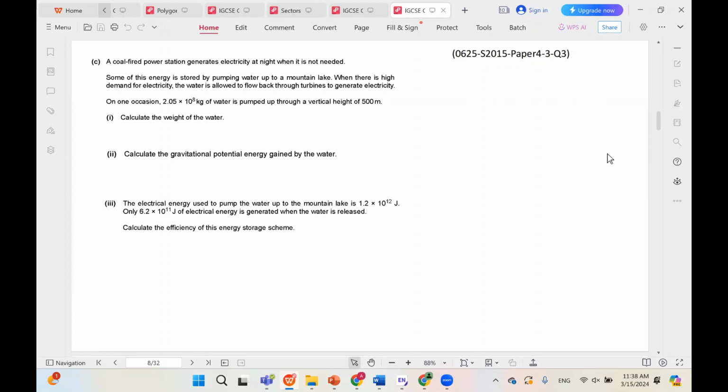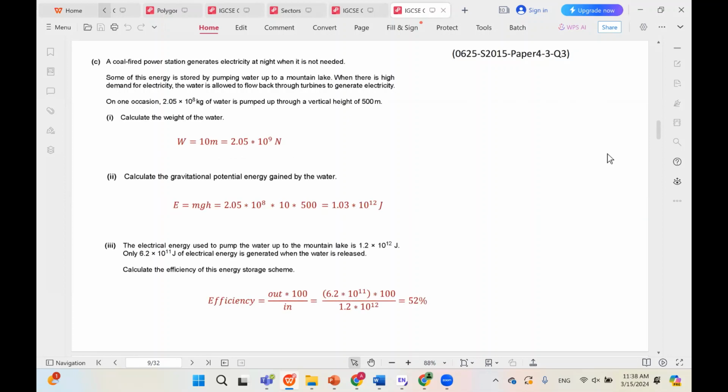Of course, the weight of the water is simply mass times gravity. So you have the mass, you multiply it by 10. So instead of 2.05 times 10 to the power 8, you get 2.05 times 10 to the power 9 newtons. Calculate the gravitational potential energy gained by the water.